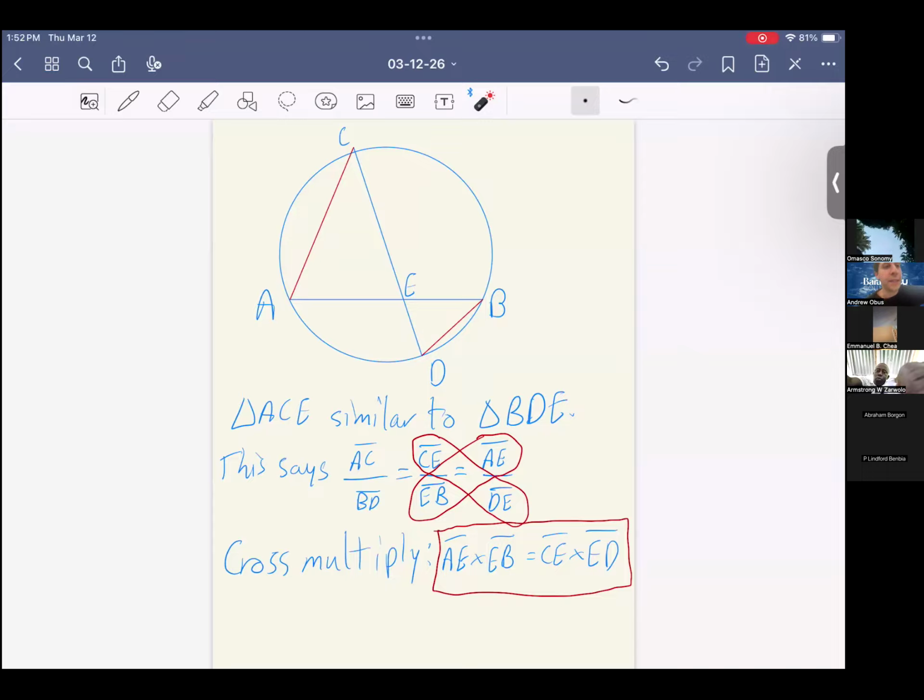Okay, so I think this is a nice last circle theorem to do. So any questions about this? It's a bit of a more complicated proof.